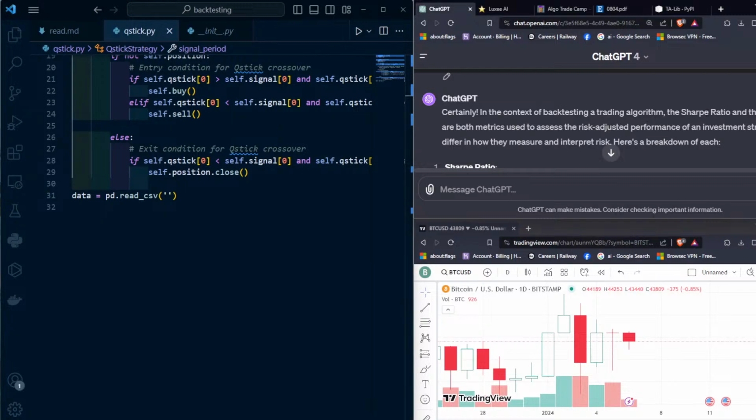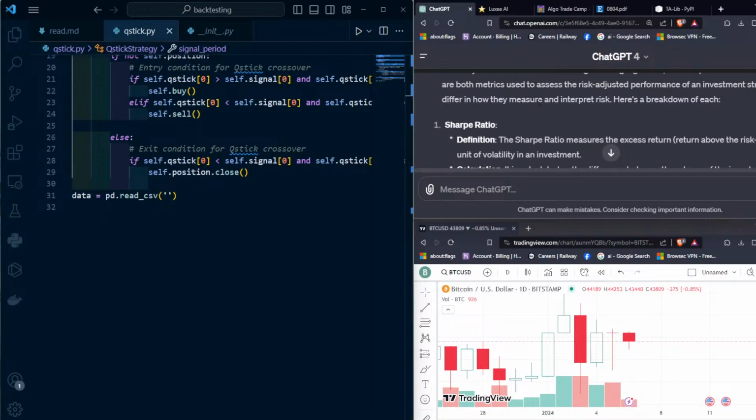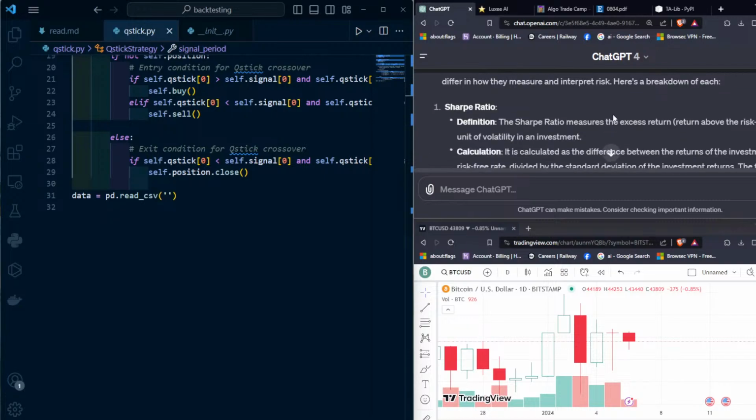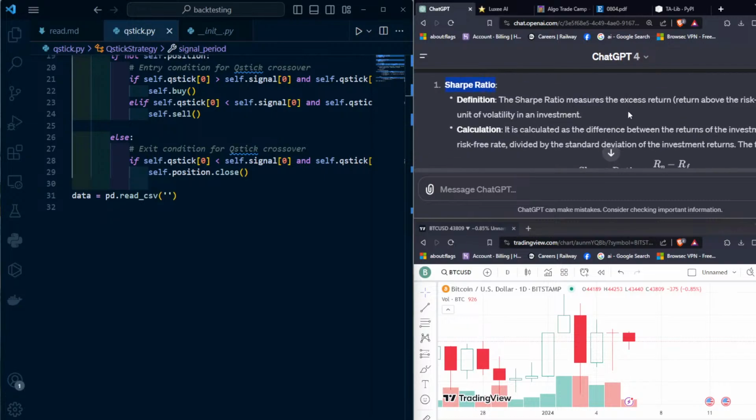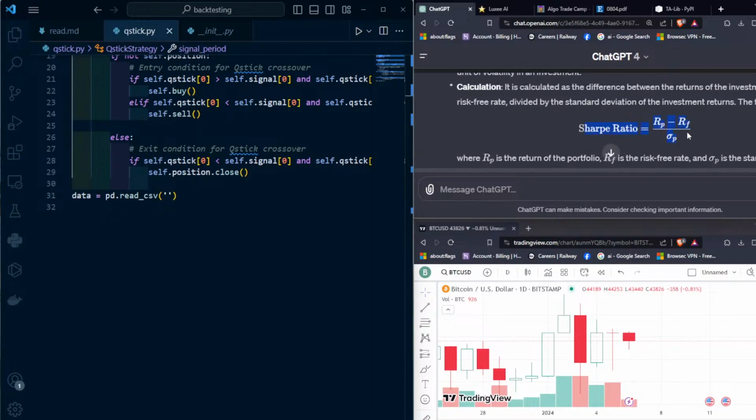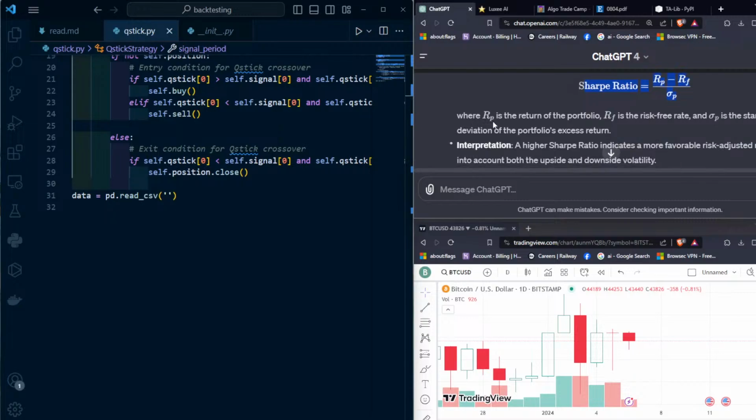So let's just read. The Sharpe ratio and the Sortino ratio are both metrics used to assess the risk-adjusted performance of an investment strategy, but they differ in how they measure and interpret the risk. Here's a breakdown of each. The Sharpe ratio measures the excess return above the risk-free rate per unit of volatility in an investment. So this measures the return above the risk-free rate, and this is the formula of it, where R of P is the return of the portfolio, R of F is the risk-free rate, and sigma of P is the standard deviation of the portfolio excess return.